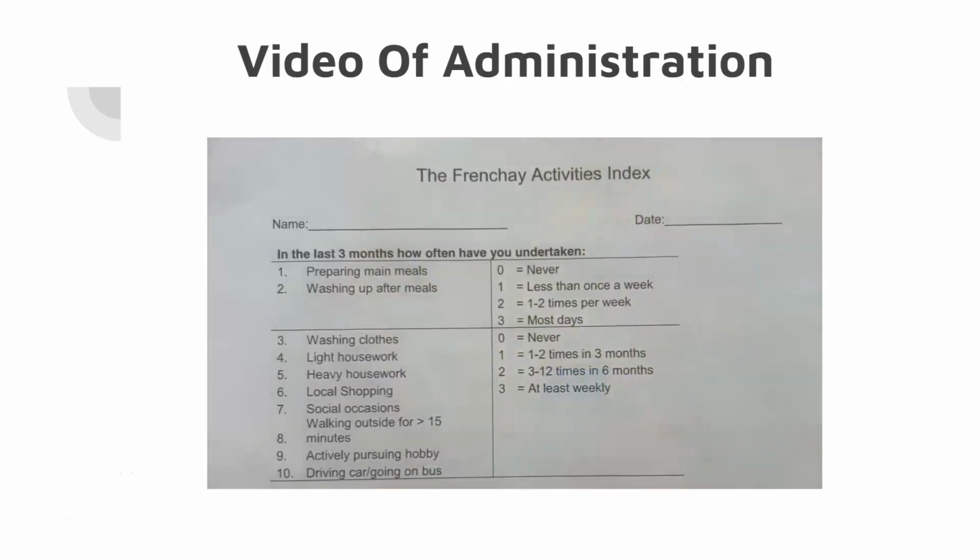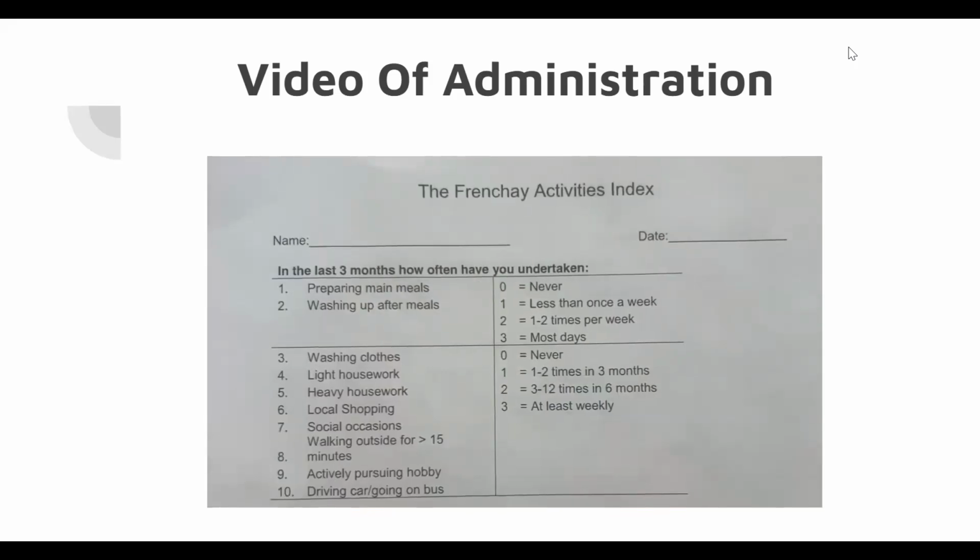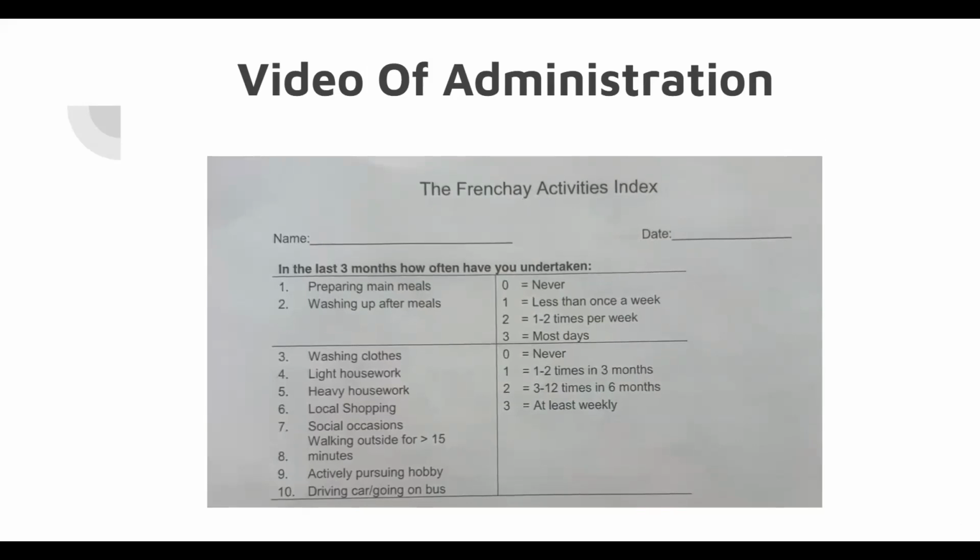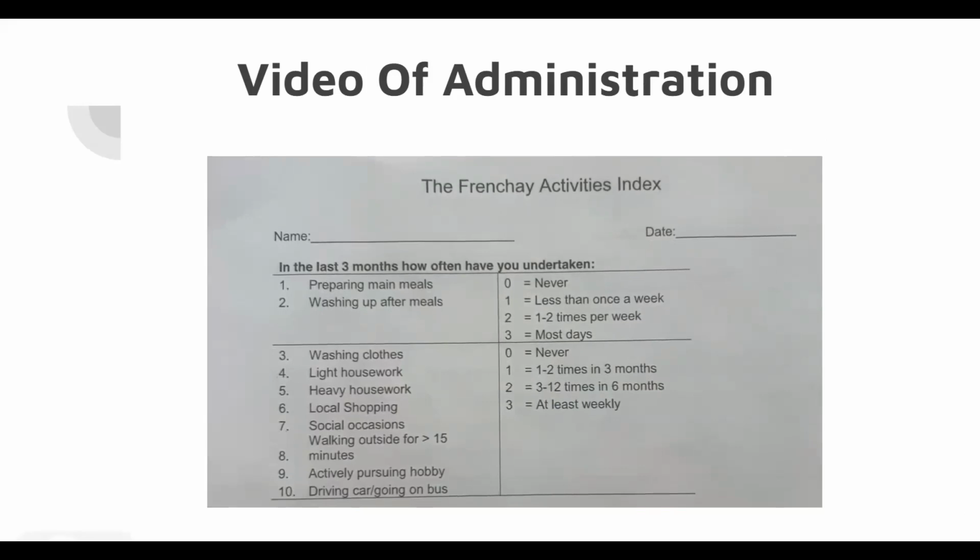The first category asks about what clients have engaged in the past 3 months. Items 1 and 2, preparing and cleaning up after meals, are rated 0 for never, 1 for less than once a week, 2 for 1 to 2 times per week, and 3 for most days.